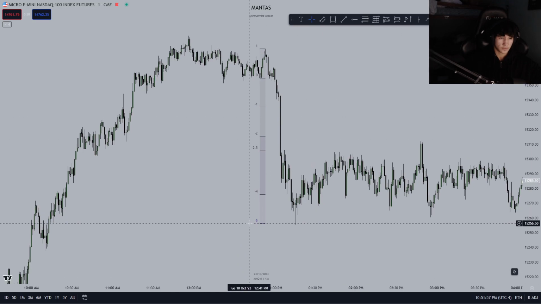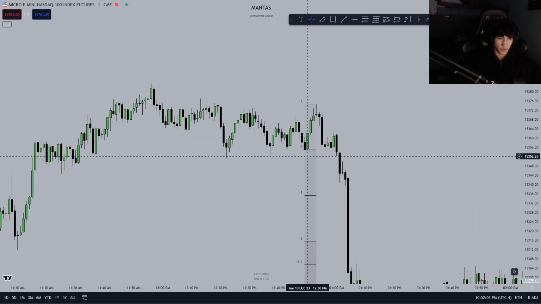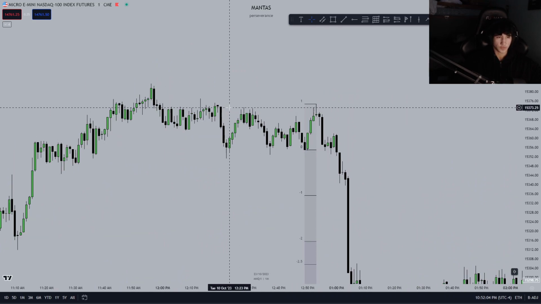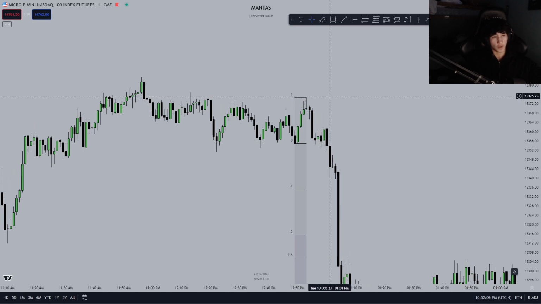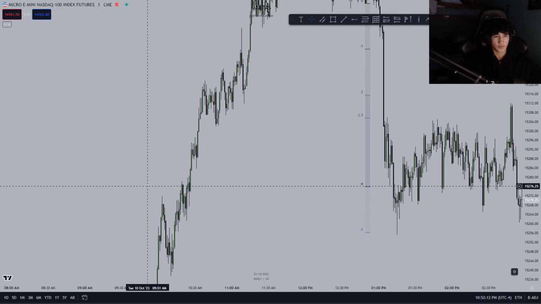How do you know where to place the standard deviation? Okay, the standard deviation goes from the low to the high of the manipulated move, the move that swept liquidity. So it's kind of like an order block. See this? This entire move from the high to the low of this candle. See how we took it out?